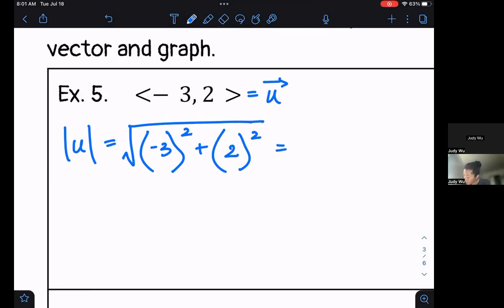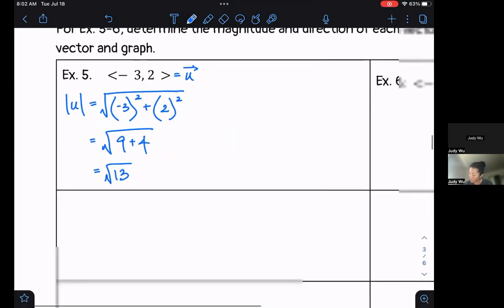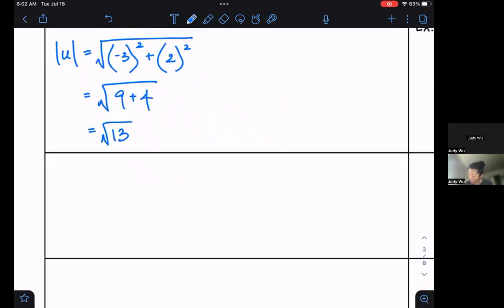We do a little arithmetic. We get the square root of 9 plus 4. So ultimately, the magnitude of this vector is the square root of 13, okay? All right, so that's the magnitude. Now let's go ahead and find the direction of the angle.